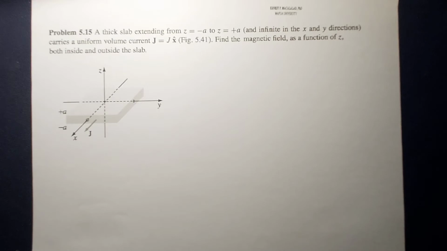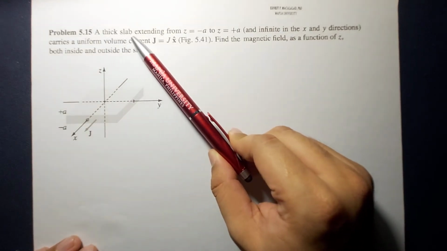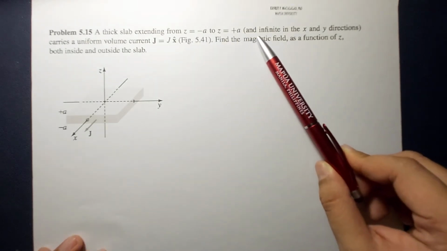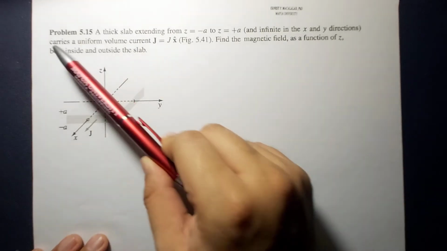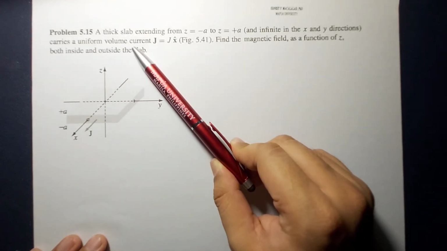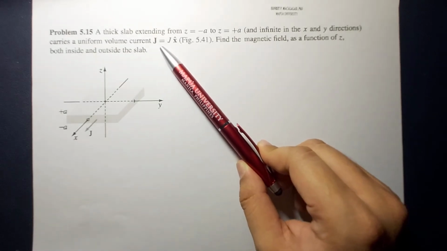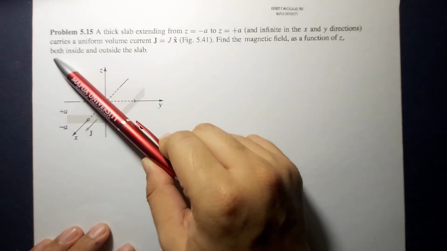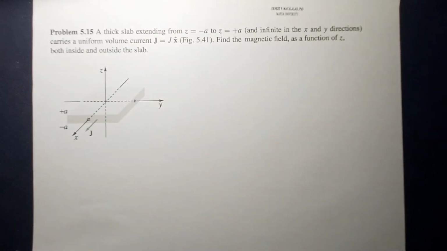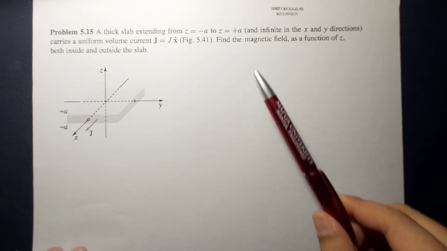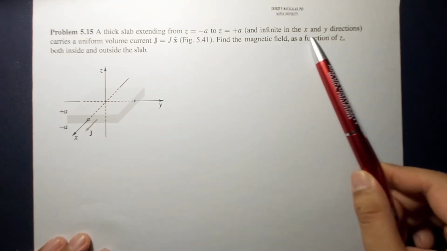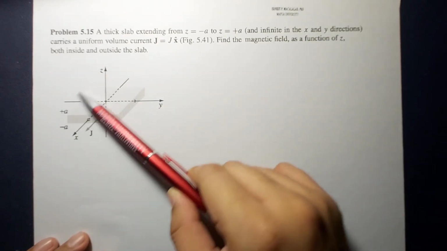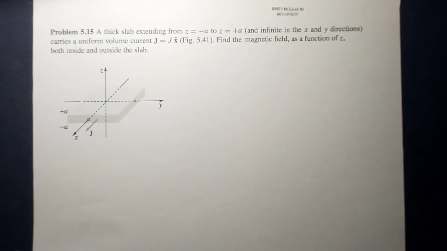The problem reads: a thick slab extending from z equals negative a to z equals positive a, and infinite in x and y directions, carries a uniform volume current J given by this. Find the magnetic field as a function of z for both inside and outside the slab. One of the clues we're given is that it is infinitely extending in both x and y directions, so that means we do not have to worry about the edges of this slab.